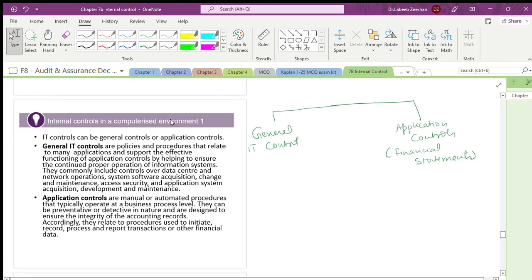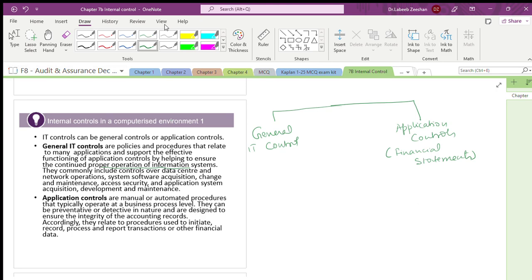You have general controls, you have application controls. We are very much concerned with this. They will not ask you what the general control is, and they will not ask you what the application control is. They will only ask you about application controls. If they put 6 marks for this, 4 will be for application controls and 2 for general control. What are the examples? They commonly include controls, the policies and procedures related to applications, to ensure continued proper operation of the information system.